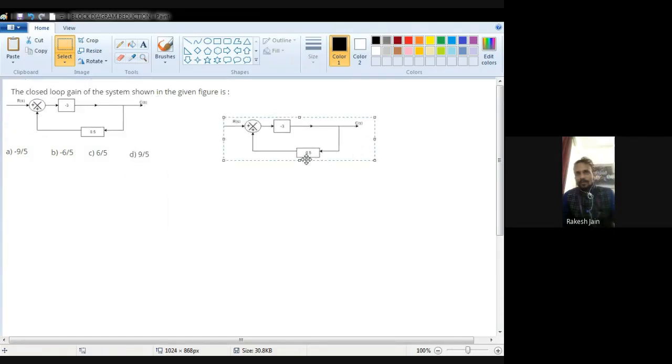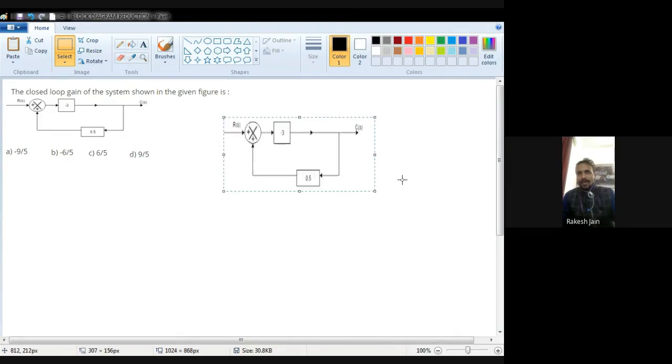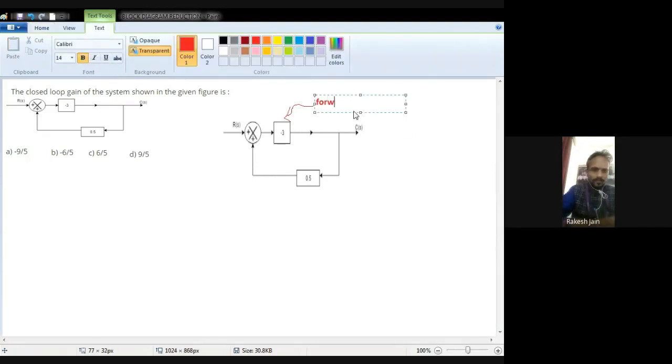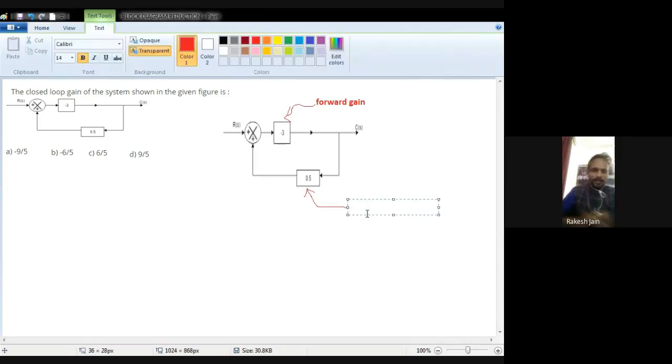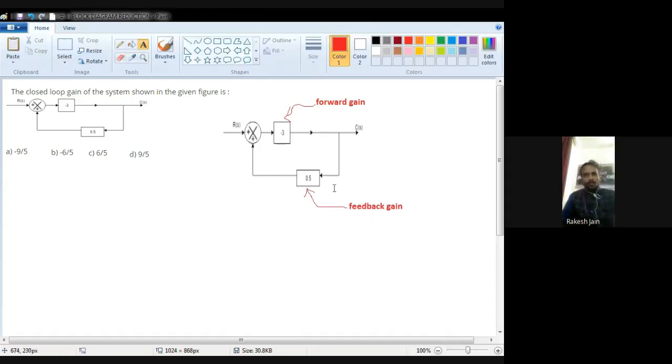Now see very carefully. -3 is the forward gain. This one is the forward gain. With the red color I just show you. This one is forward gain, as you know. And 0.5 is your feedback, because some part of the output whenever it comes into the input again, that is known as feedback. So 0.5 is the gain of feedback. So it is feedback gain. Yes, output is CS and input is RS.